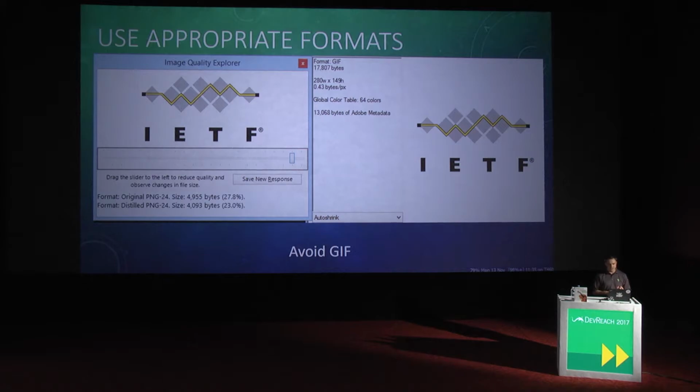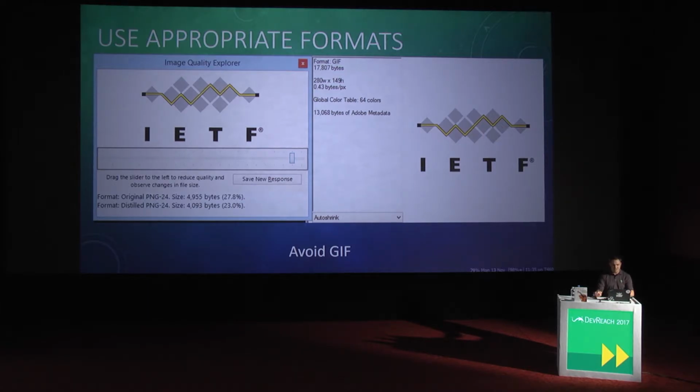And so here's an example of the IETF graphic on their homepage. It's just 17.8K as a GIF file. If they served it as a PNG file, it would be 5K. And if they optimize that PNG file, it would be 4K.